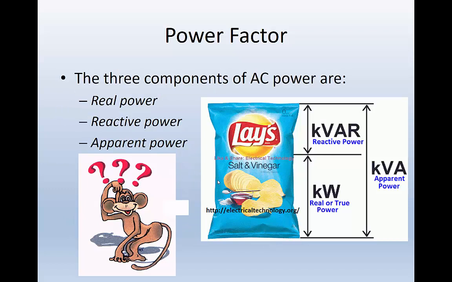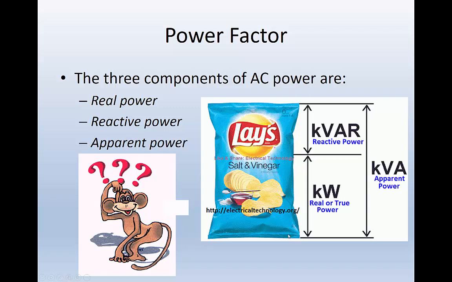So here's kind of an example. We've all gone to the store and bought a bag of chips before. So the three parts of this are the real power, reactive power, and apparent power. If we look at this bag of chips, the apparent power is the entire bag. We think, oh, I'm getting this entire bag of chips. It's all the way full, okay? However, once we open the bag, we see that only about 2/3 of it actually has chips. The rest of it is just full of air.